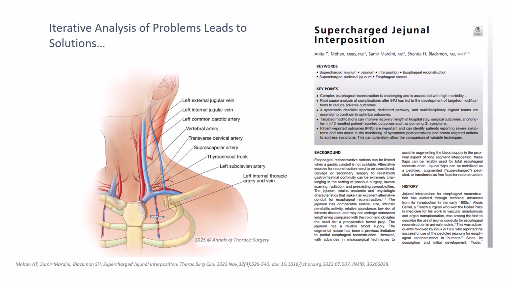Again, you can see the pertinent anatomy with the left external jugular vein, the left internal jugular vein, left common carotid artery, vertebral artery, transverse cervical artery, suprascapular artery, thyrocervical trunk, left subclavian artery, and left internal thoracic artery and vein, all of which can be used as sources of inflow or outflow depending on your need.